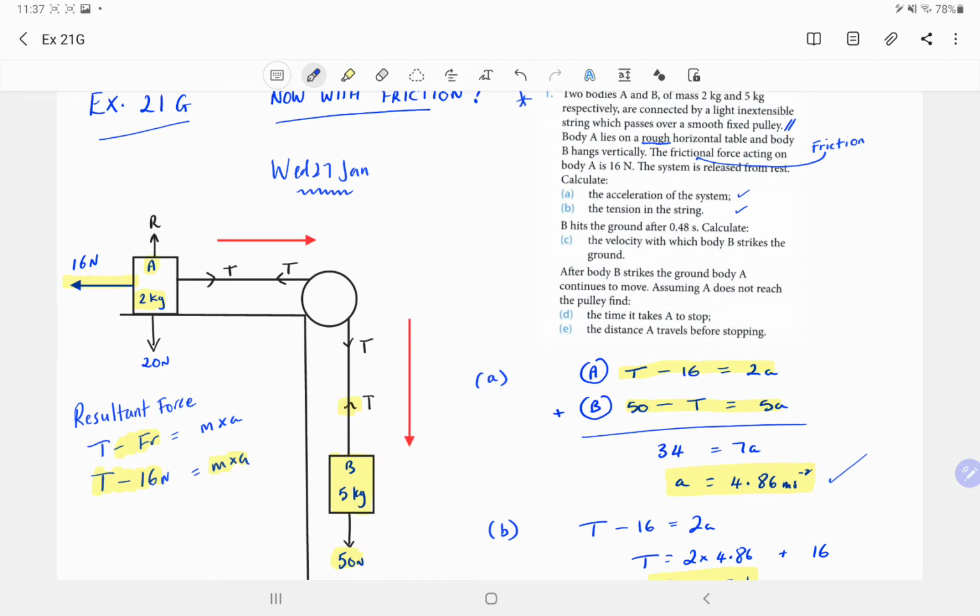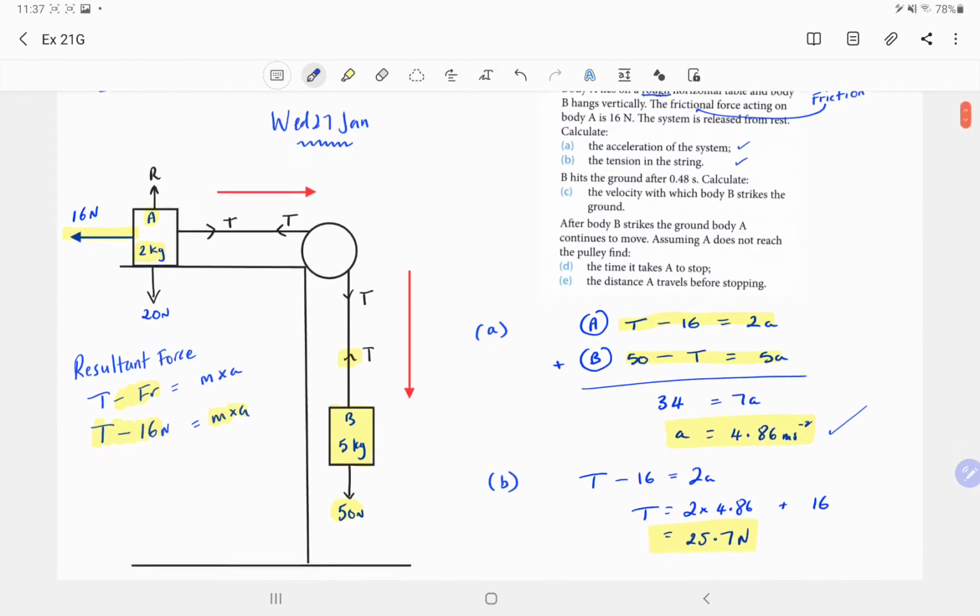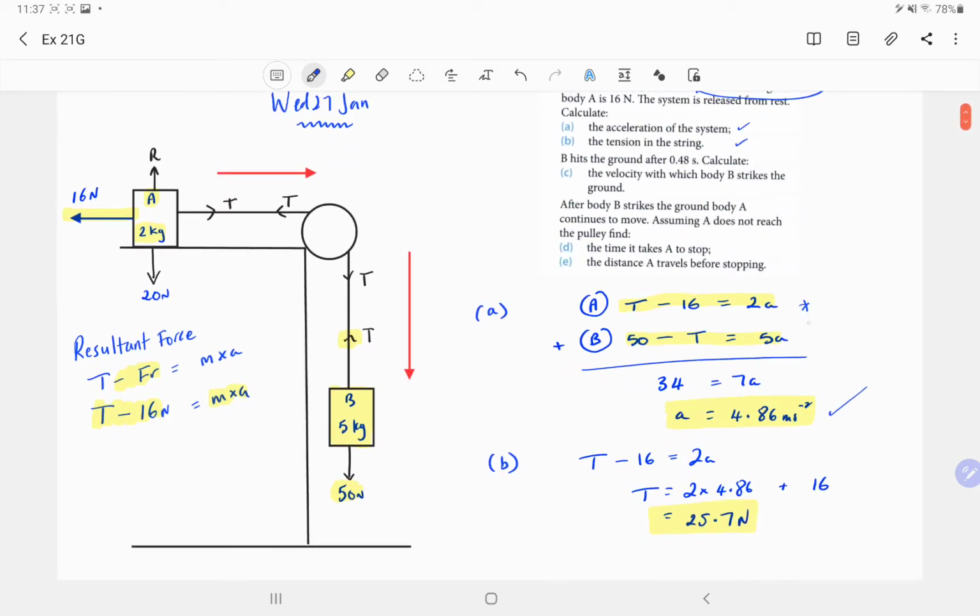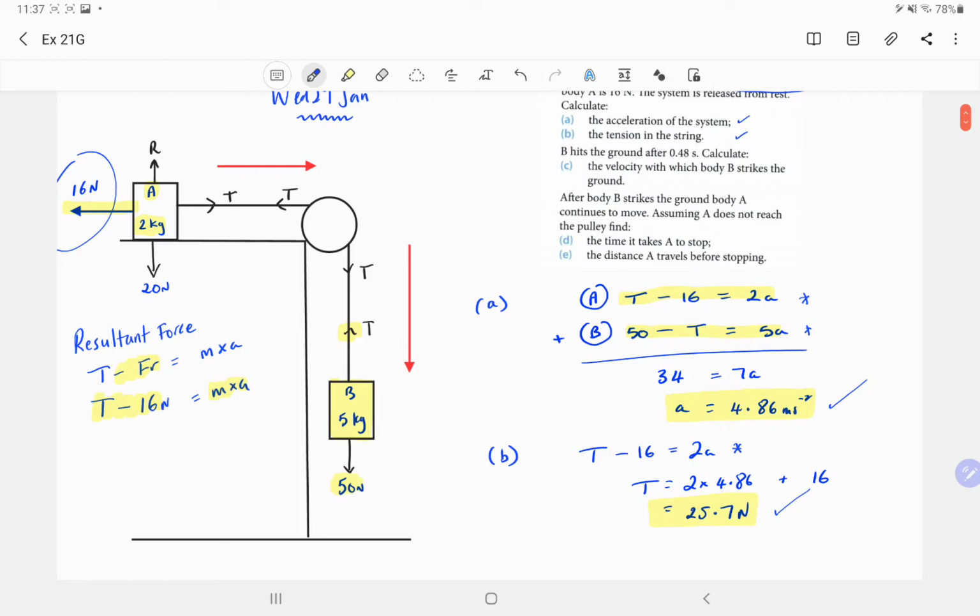Part B, exactly the same as the last exercise. Once you have A and you're asked for T, you just substitute it into either equation that you've come up with here. And in this case, I've substituted it into the first equation. So T minus 16 is equal to 2A, but now we know what A is, so just times it by 2. So nothing really new there, apart from the fact that we have to subtract for object A to get the resultant force. Now, let's go up to the questions again.